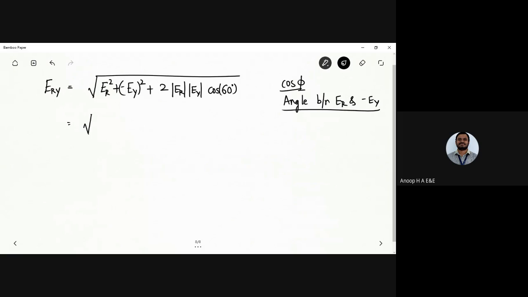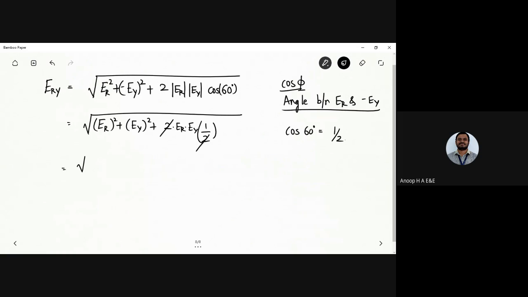Let me solve it quickly. ER squared plus EY squared plus 2 ER EY, taking only the magnitude, that is ER into EY, times cos 60. Cos 60 degrees is equal to 1 by 2. So now I have the root of ER squared plus EY squared plus ER into EY.